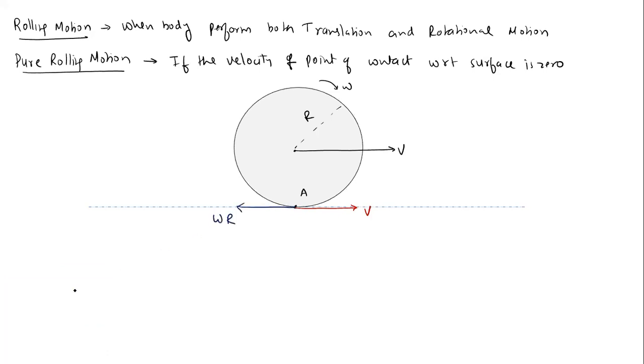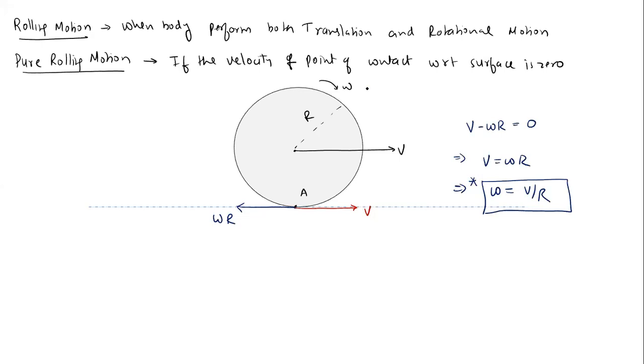Fine, omega into r. We can clearly see that when you break it into two components, one is rotational motion, the other is translational motion. Then the translational velocity will be v on the right side, and the rotational will be omega r. Now the velocity at the point of contact must be 0, which means V minus omega r must be equal to 0. Therefore, V must be equal to omega r. Or we can say the angular velocity omega equals V by r. This is the condition of pure rolling.